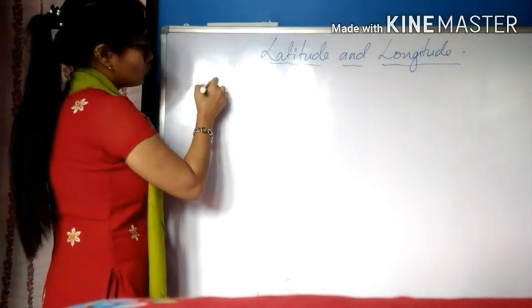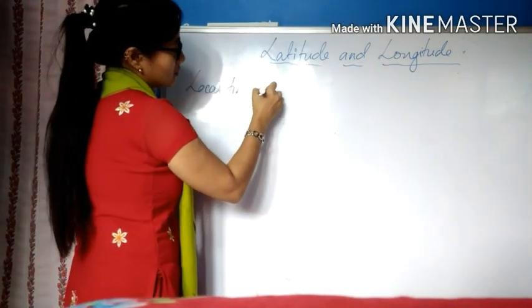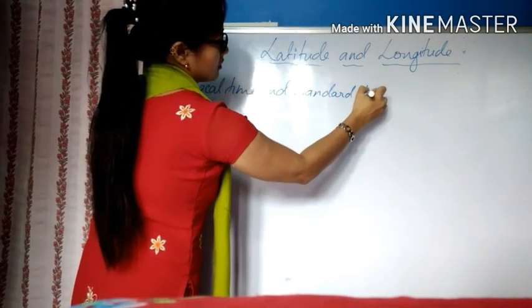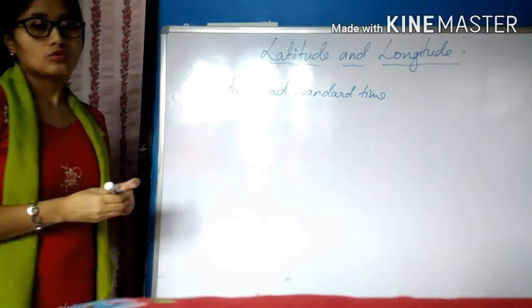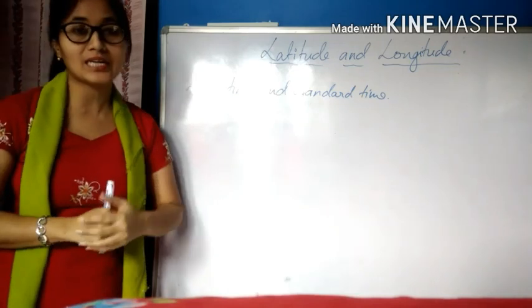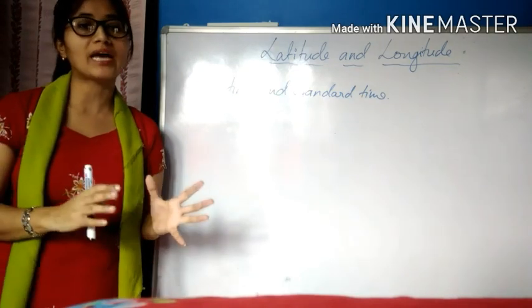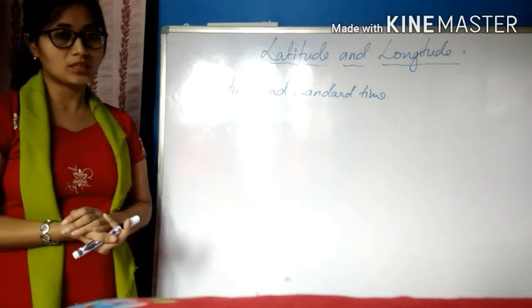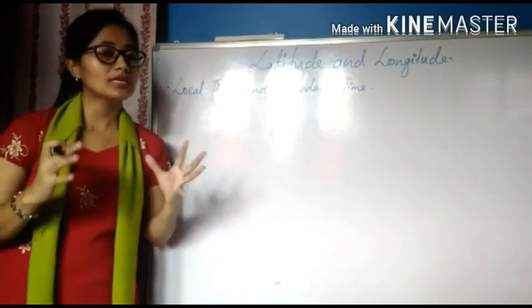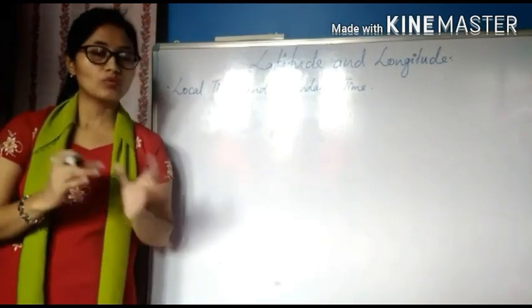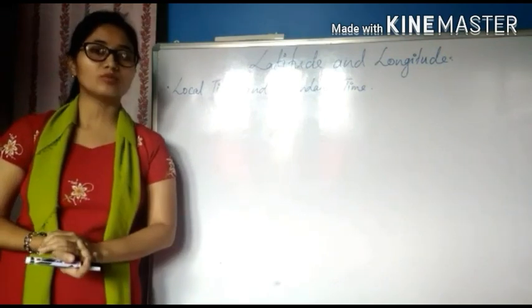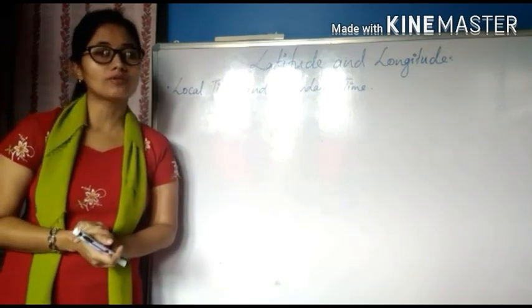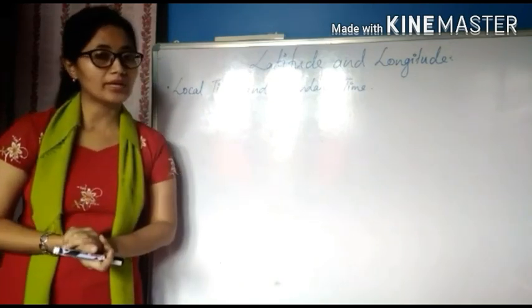So what do you mean by local time and standard time? The concept of local time and standard time must be clear in your mind so that you will be able to calculate the local time of a place when the longitude is given. So what do you mean by local time? Local time is the time of that place which is decided by the movement of the sun. The local time of a place is always calculated with the help of the movement of the sun.